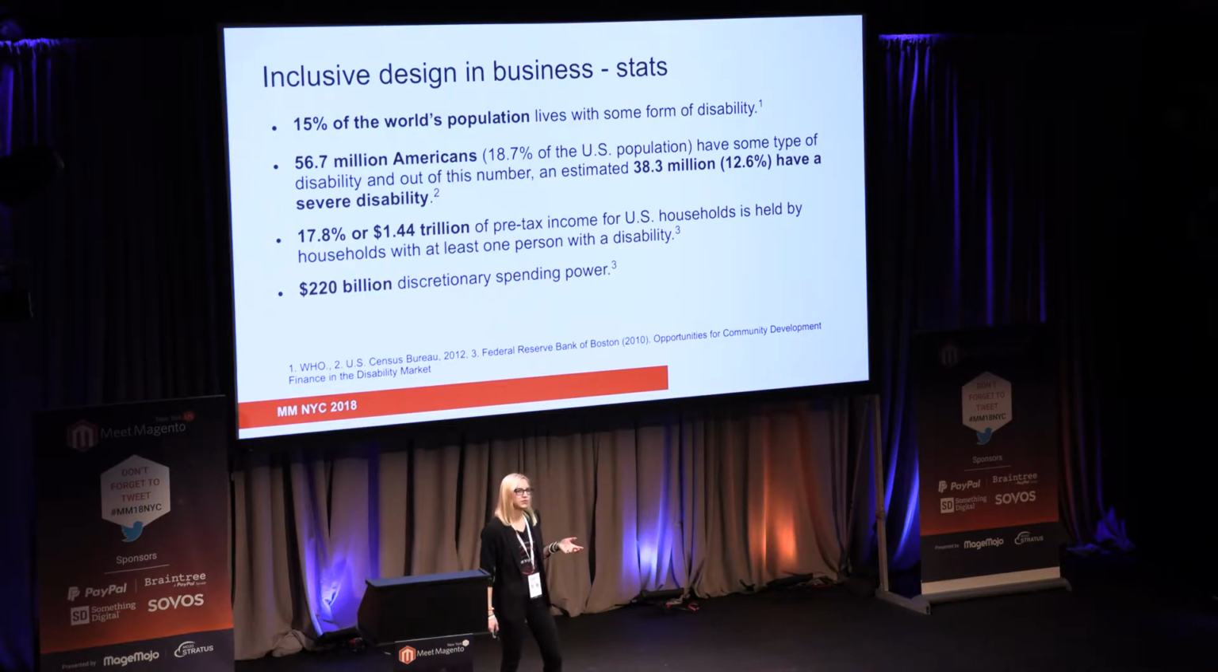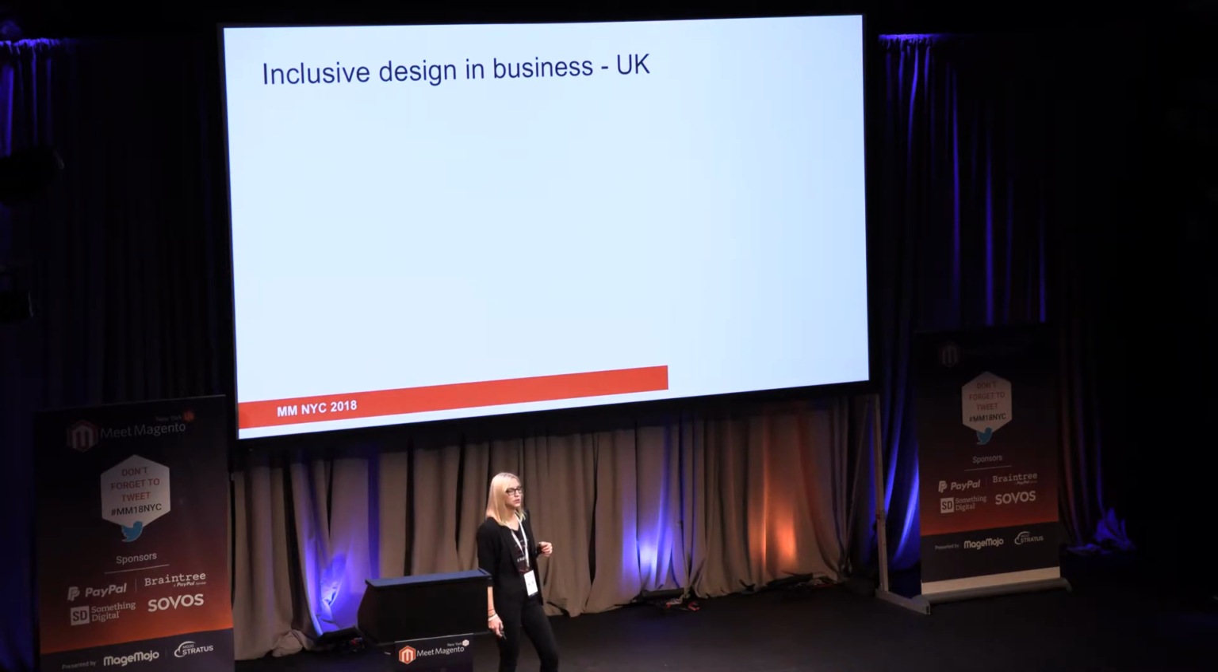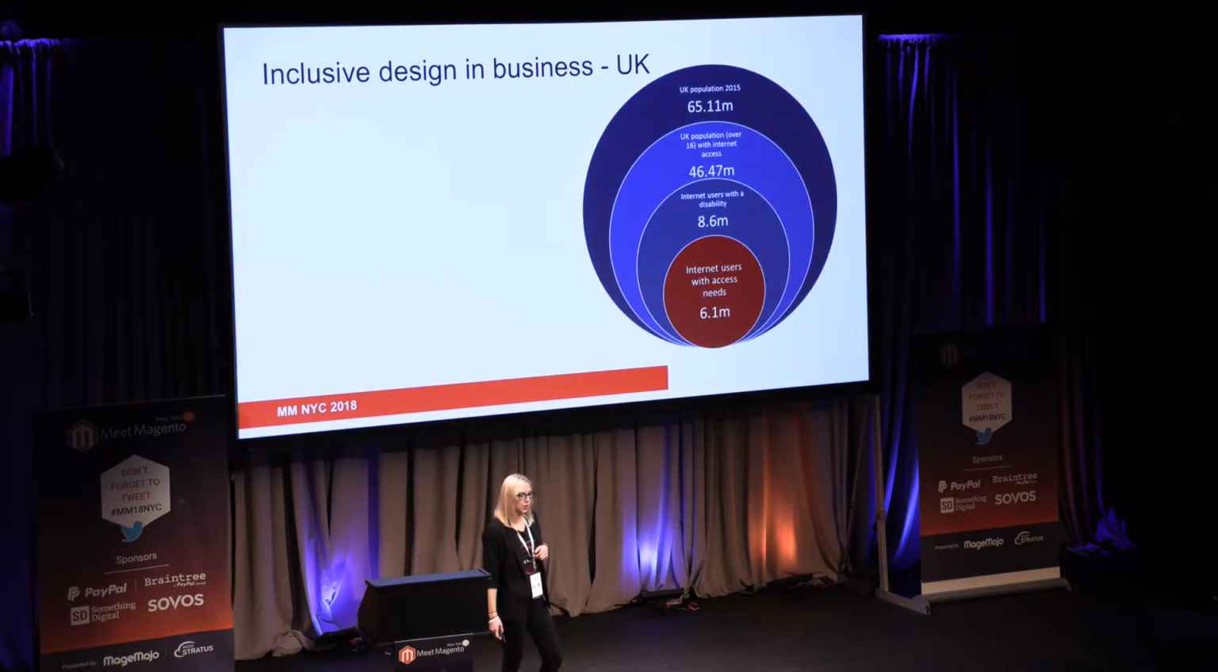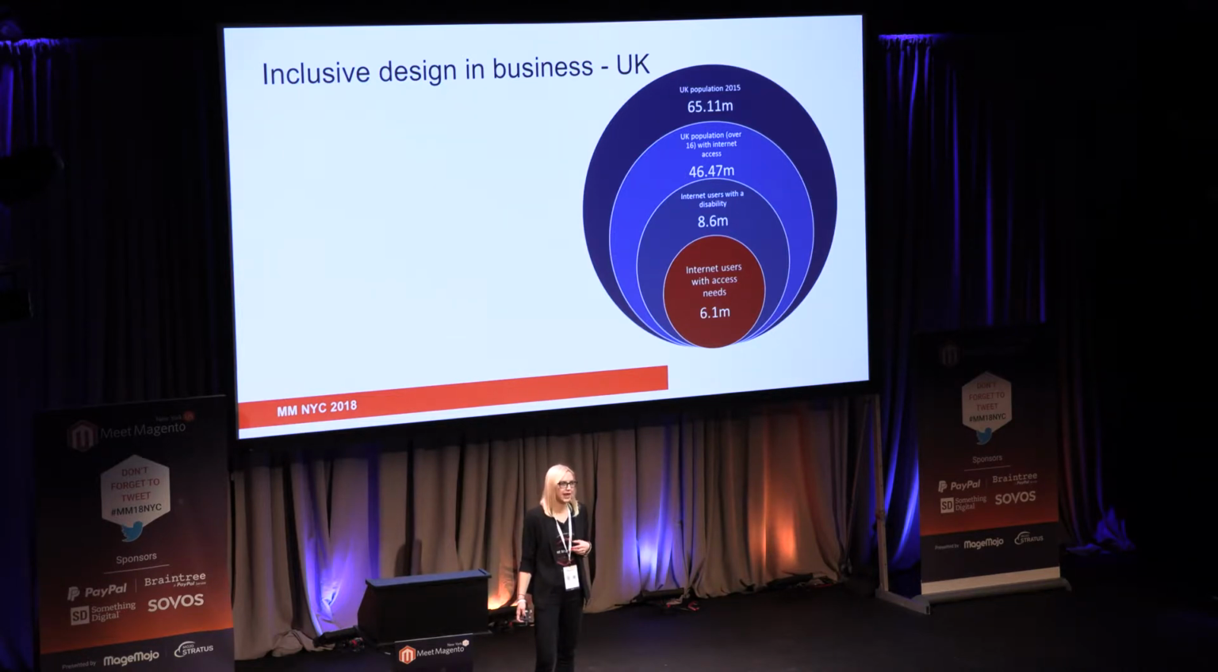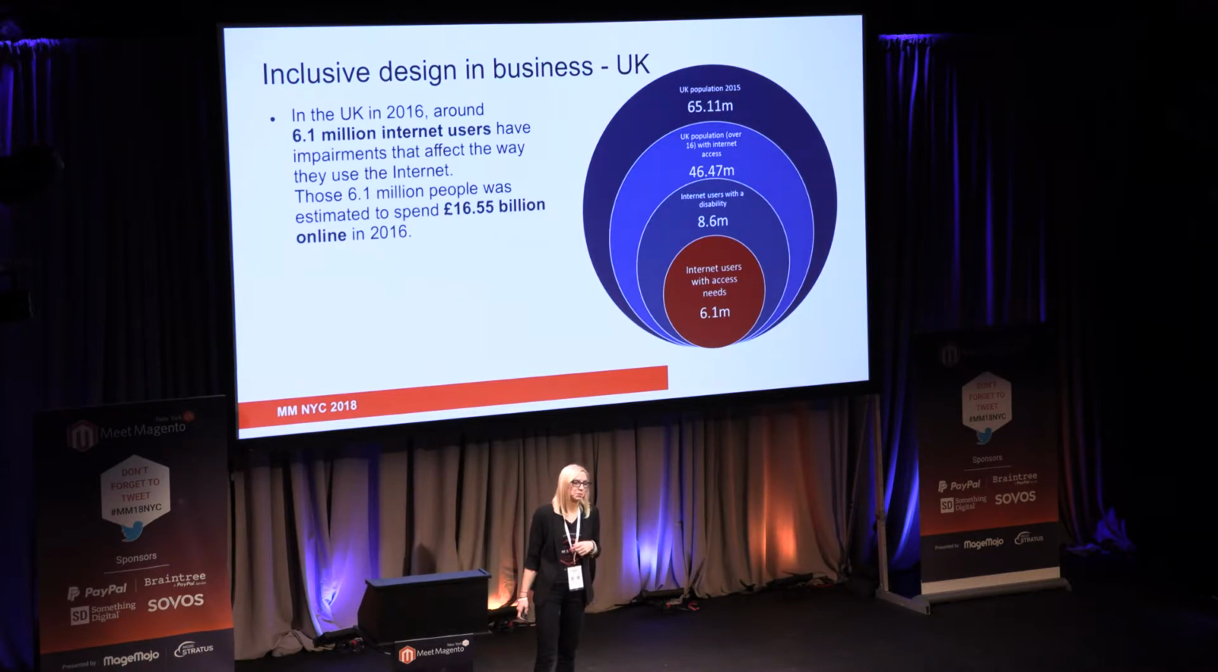I think that the number is quite huge, and I would like to also share some statistics from the United Kingdom, because in 2016 the Click-Away Pound survey was conducted in this country, and it showed us really interesting results. We see on this diagram that it's almost 46.5 million people with internet access, and over 8.5 million users have some type of disability. And 6.1 million internet users have impairments that affect the way that they access the web.